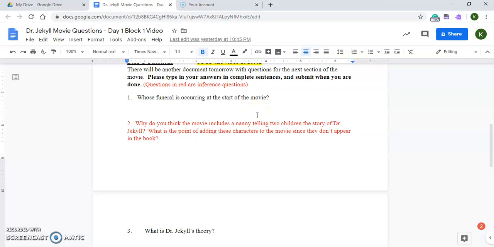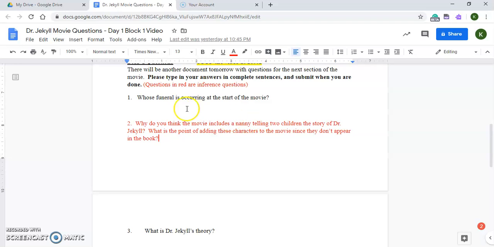At the very beginning of the movie, they're going to be looking at a funeral. And that information, again, is explicit. So I know that somewhere after number 1, somewhere after the funeral in the movie, is where I'm going to see the nanny appear. And then I'm going to have to make my inferences from there.